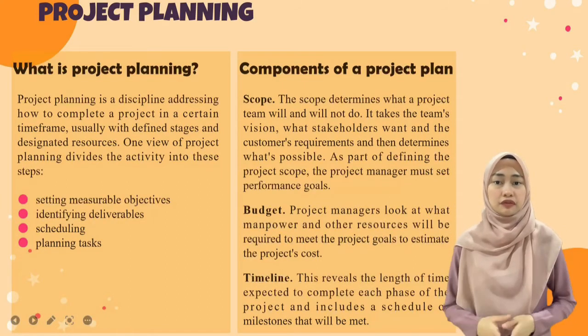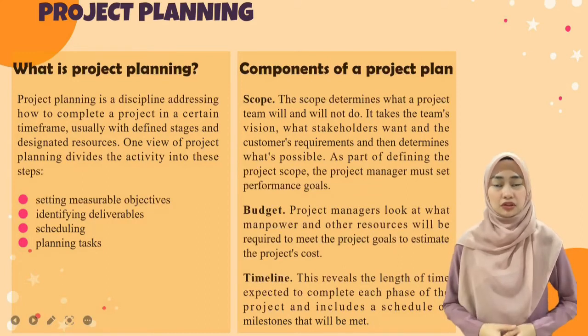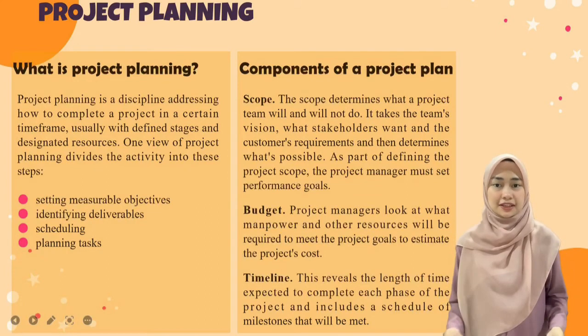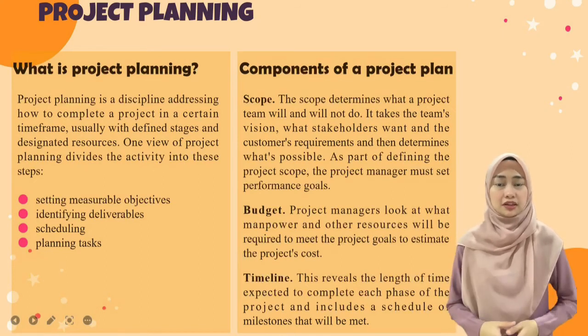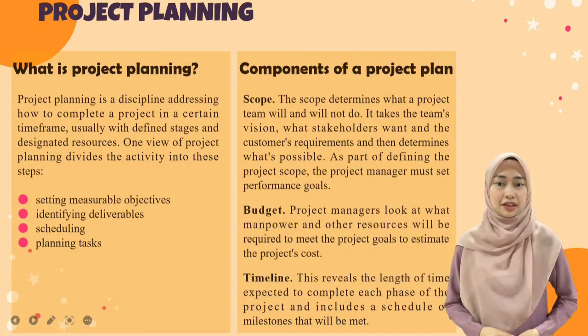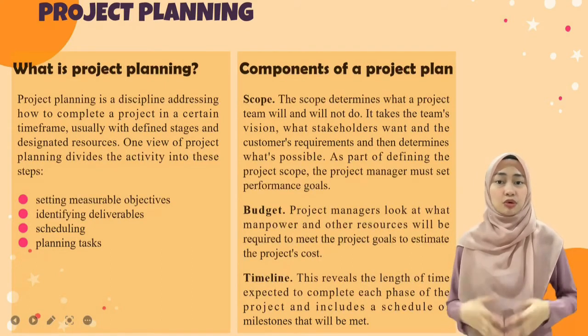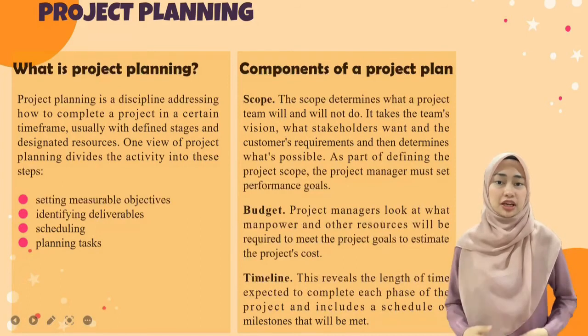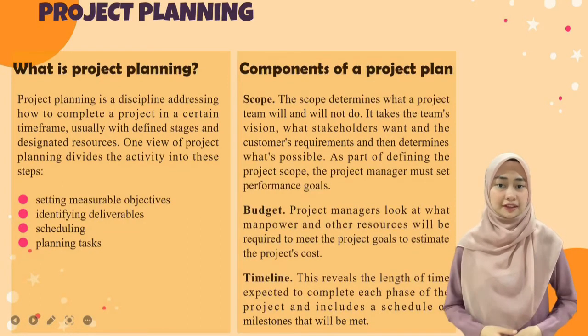As part of defining the project scope, the project manager must set performance goals. The second is budget. Project managers look at what manpower and other resources will be required to meet the project goals to estimate the project's cost. The third is timeline. This reveals the length of time expected to complete each phase of the project and includes a schedule of milestones that will be met.